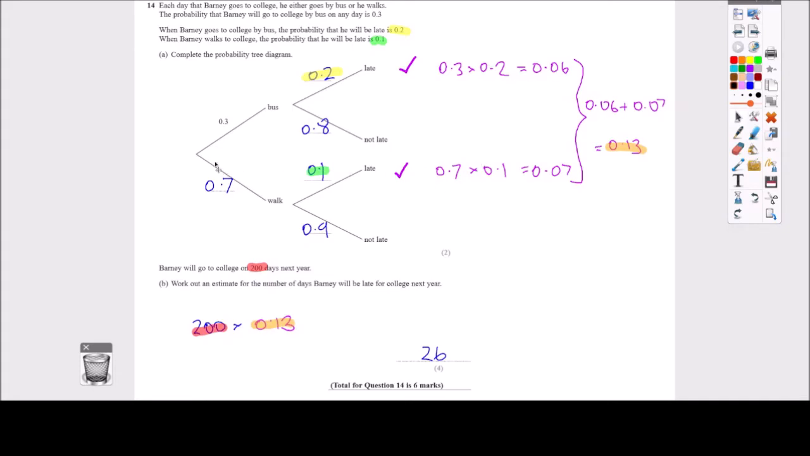Alternatively, he could be late if he walks. So it's these two branches here. So it's 0.7 multiplied by 0.1, which is 0.07. So those are the two possible ways of being late. So I've worked each of those out individually. Now the chances of being late overall is going to be these two added together, which is 0.13. So any particular day, the probability of Barney being late is 0.13. So over 200 days, how often would you expect him to be late? It's going to be 200 times 0.13, which is 26.